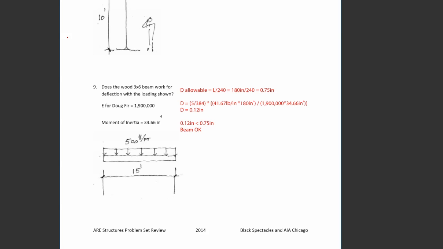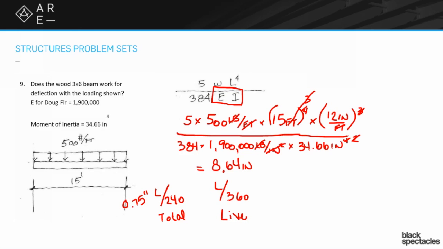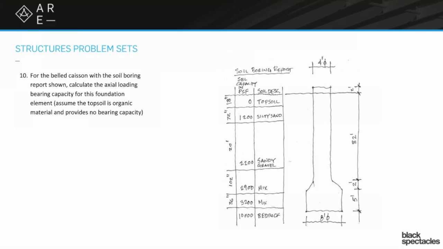All right, let's jump back, and we'll go on to our last one here. All right, so this is number 10. For the belled caisson with the soil boring report shown, calculate the axial loading bearing capacity for this foundation element.